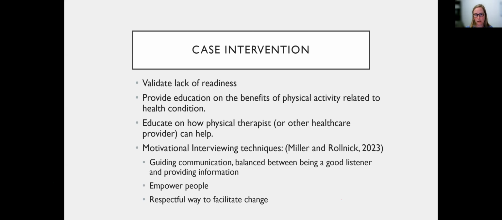And one thing to consider is incorporating some motivational interviewing techniques. These were some of the techniques that they utilized within that Coach to Move article I talked about. And Miller and Rollnick, they do have a motivational interviewing book. So if you're interested in learning more, I'd recommend that. But again, it really is more of that facilitating and guiding communication. Learning how to be a good listener as a healthcare provider, I think, is very important, and empowering the person.